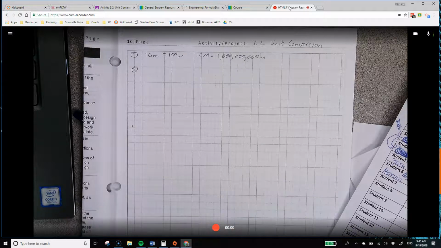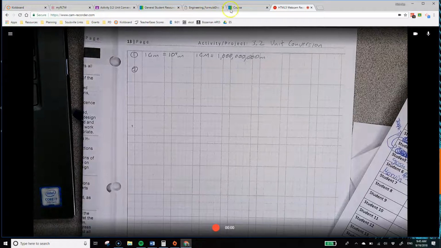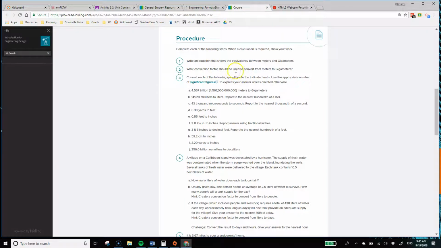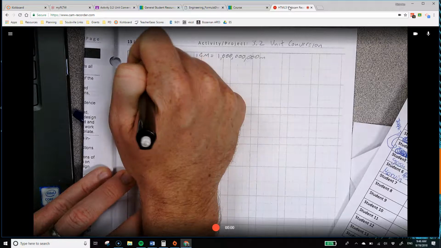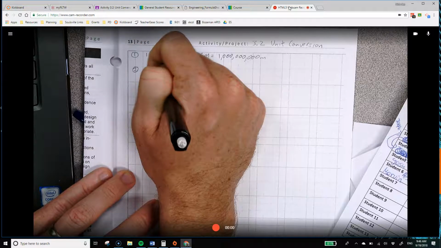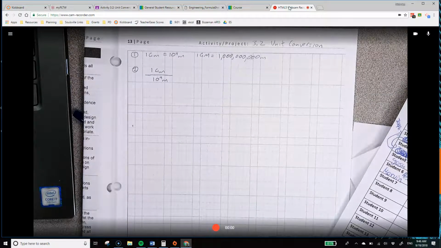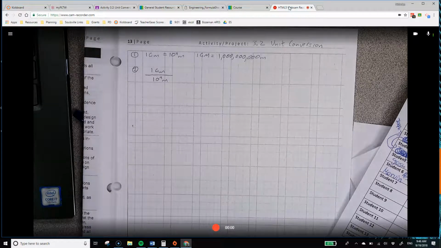Back to the webcam here. Step 2 asks me to put that in a conversion factor instead of an equation. And so a conversion factor is always in the form of a fraction, so it's going to be something over something else. And I can do it either way. But in this case, because I want to convert from meters to gigameters, I need meters to be on the bottom. So my conversion factor is simply 1 gigameter over 10 to the 9th meters. And that is my conversion factor.